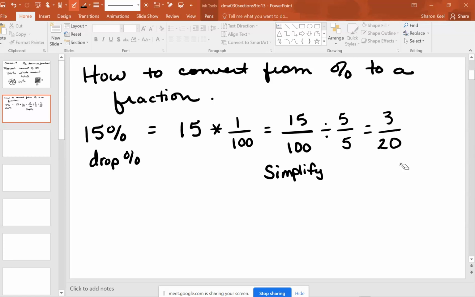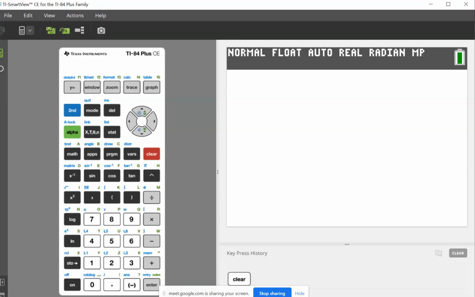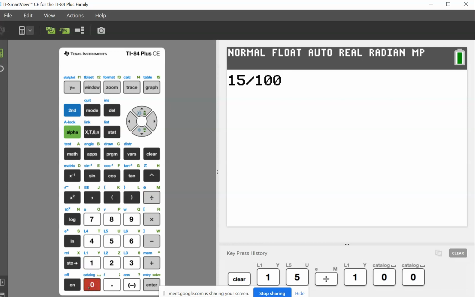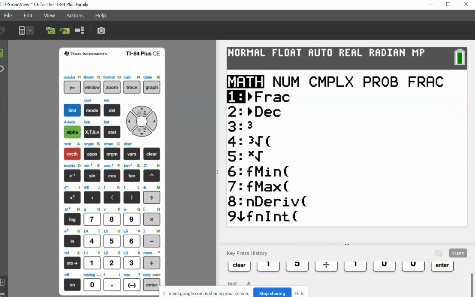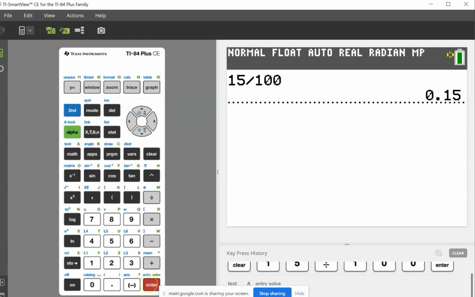The way I would like to show you to do this on the calculator, however, is if you type in the number 15, 15 is over 100 because 15 times 1 was 15, divided by 100, and then you get a decimal for your answer. And if you look at this, this is your tenths, this is your hundredths place, so that's 15 in essence over 100. If you press math and then enter 2 times, it will change it to a simplified fraction, which is the 3/20.